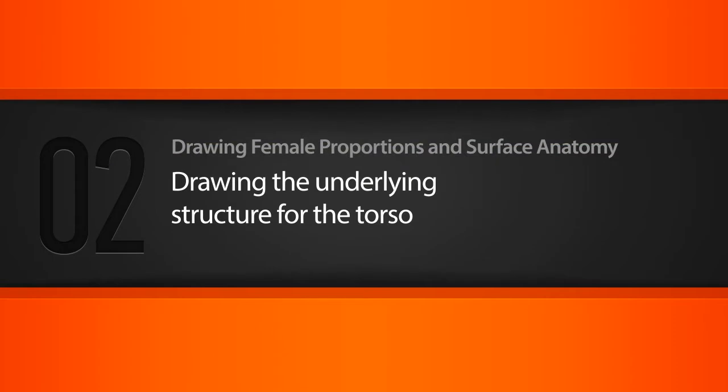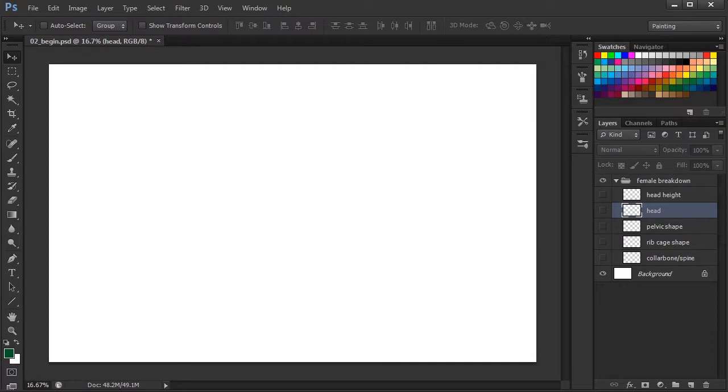In this lesson, we'll begin by establishing the underlying structure of our female's torso. So let's go ahead and get started. Okay, so basically in this course, we're going to be learning about how to draw a female body with realistic proportions and surface anatomy. Along the way, we'll be talking about how not only to draw, but visualize different parts of the body to achieve this.